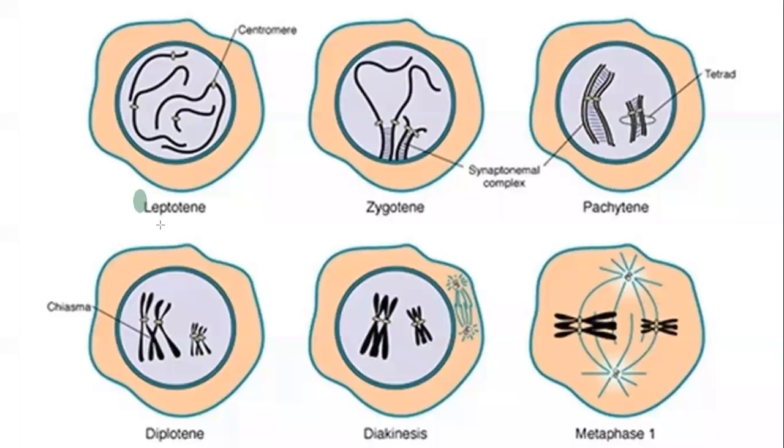So look here, you can see the leptotene. In this leptotene, what you can observe is that the chromosomes form compact, like a single strand, right? And in zygotene the synaptonemal complex is formed. In pachytene, chromosomes form tetrads, and in diplotene, chiasmata are formed. In diakinesis, look here, the astral rays are started moving, and finally the metaphase one, that is they are at the equatorial plate.